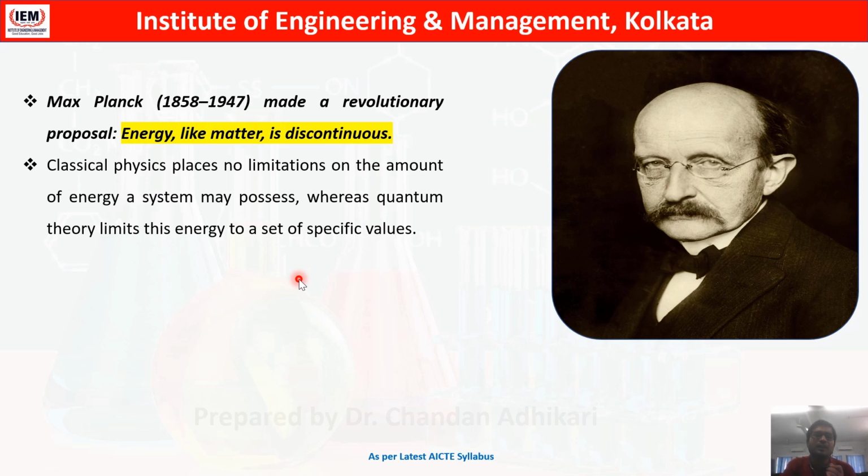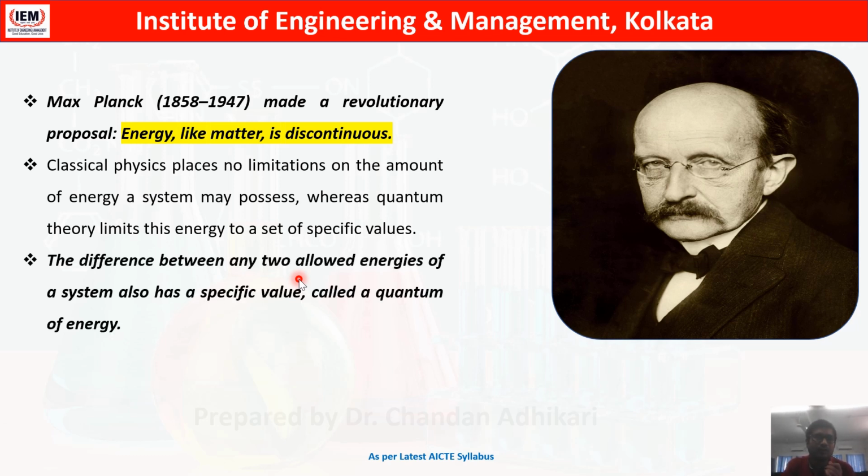Now if you say something, people will not believe. Definitely you need proof against it. So later on it was proved. We will discuss that. So the difference between two allowed energies of a system has a specific value, and that value is called quantum of energy.